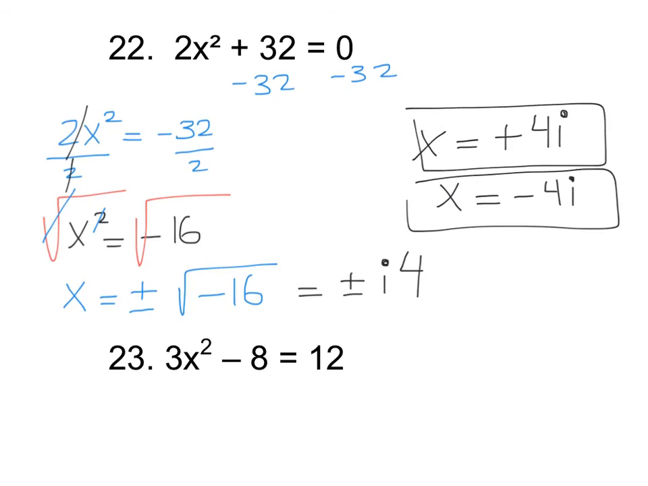Try it. If you square 4, you get 16. And if you square negative 4, you also get 16. So both of them are correct. The negative inside the radical is shown by the i.